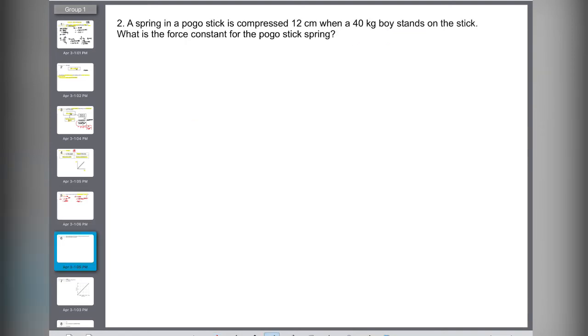Question 2. A spring of a pogo stick is compressed 12 centimeters when a 40-kilogram boy stands on the stick. What is the force constant for that? Okay, this is slightly tricky. They added a twist. It compressed 12 centimeters. That is your delta X. 40 kilograms, that is a mass. Okay, all right. Why are they giving me mass? I want to find the force constant, which is the K.